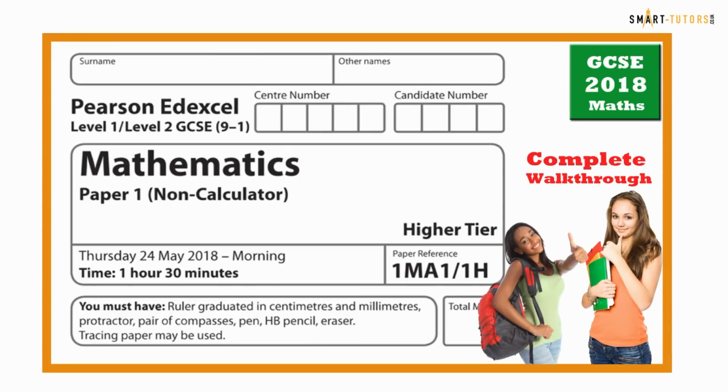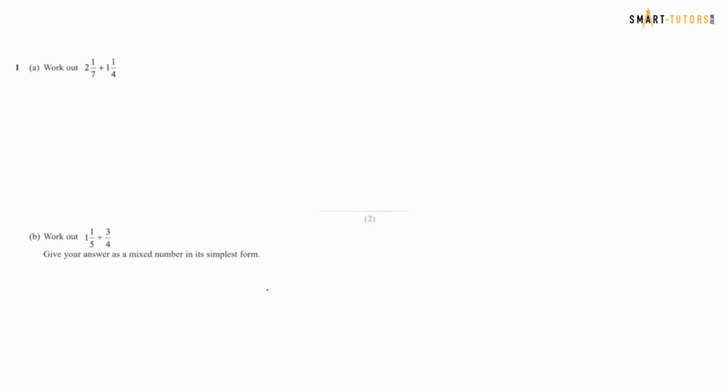Hello everyone. Today we are going to go through the 2018 Maths Higher paper. It's a paper 1, a non-calculator paper. I'll show you the complete walkthrough of this paper. Question number 1. It's all about fractions, adding mixed fractions and division of fractions. Let me show you the method.